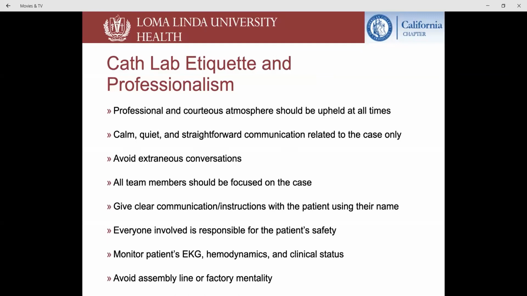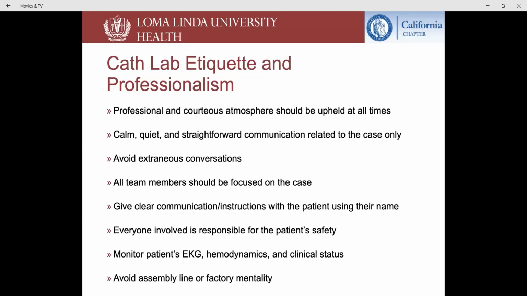Everyone involved is responsible for the patient's safety, and so everyone should be doing what they need to do during the procedure, but also paying attention to the patient's hemodynamics. It's not just up to the attending to notice when the blood pressure is going down. The first person that can notice it could be the nurse, the rad tech, the fellow, really anybody, because everyone's actively monitoring the patient's EKG, hemodynamics, and clinical status.